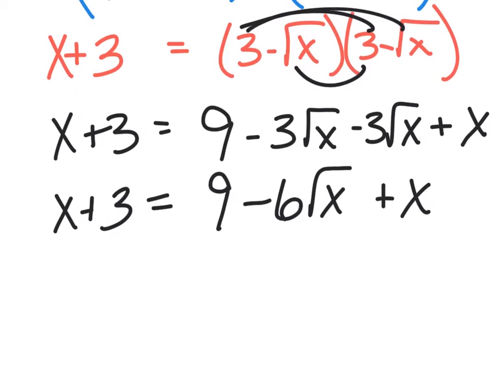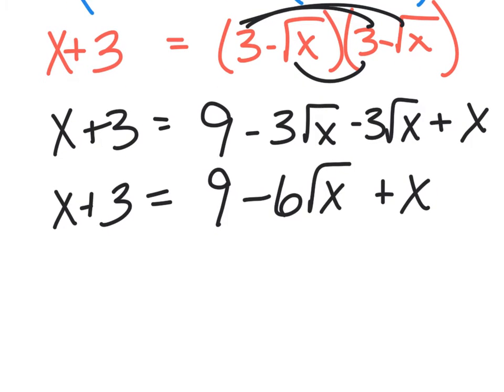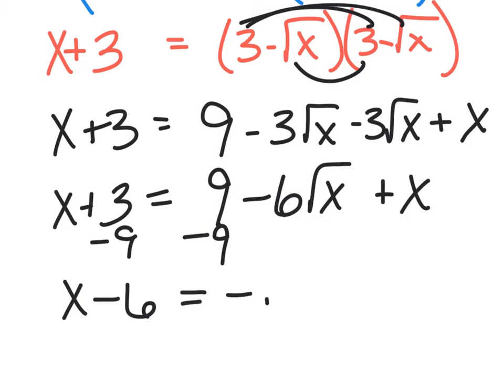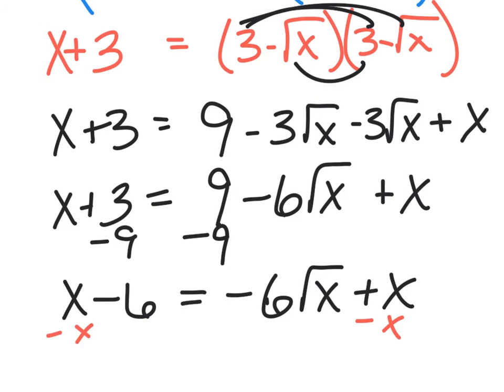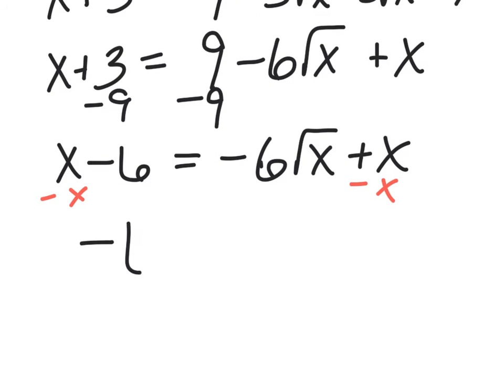All right, I'm going to keep solving. But do you notice this? Do you notice we started with a radical equation and we're getting a second equation with a radical in it? We basically have to solve two radical equations. So now my goal is to isolate this radical. So I'm going to subtract the 9 over. So I get x minus 6 equals negative 6 radical x plus x. I'm going to subtract this x over. So I get negative 6 equals negative 6 radical x.